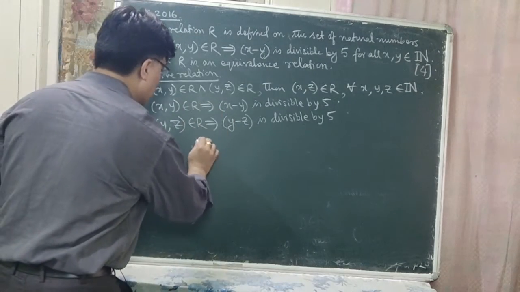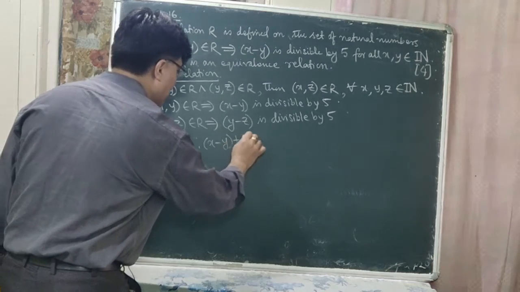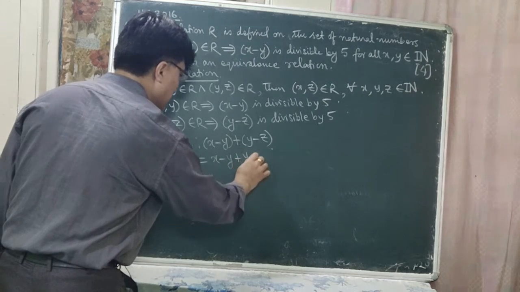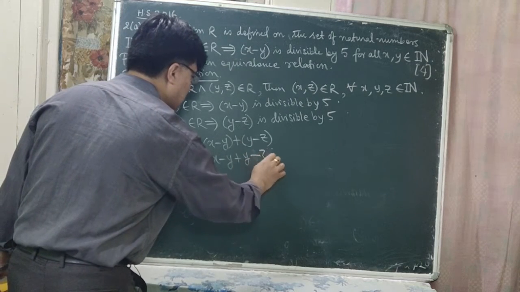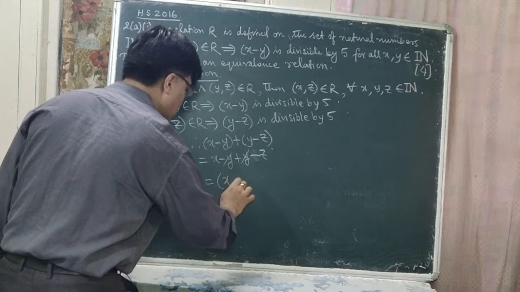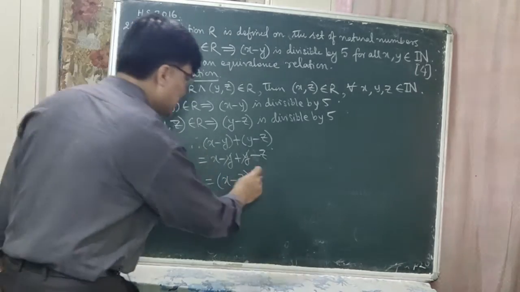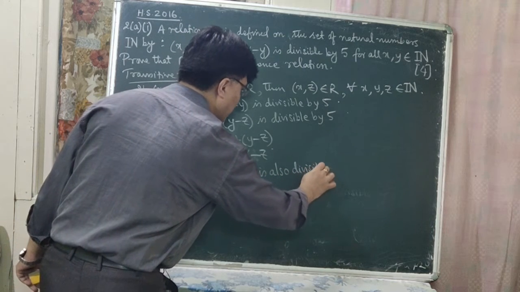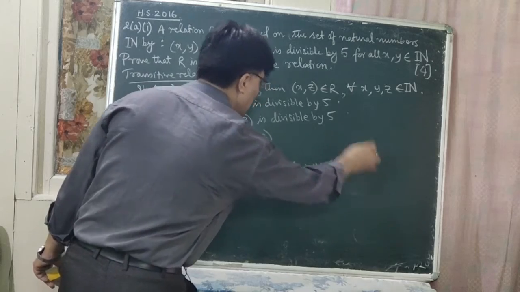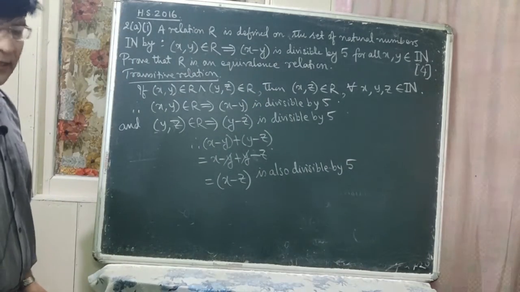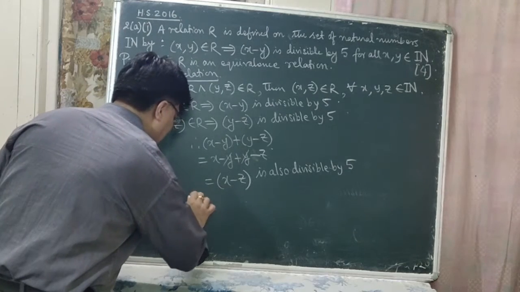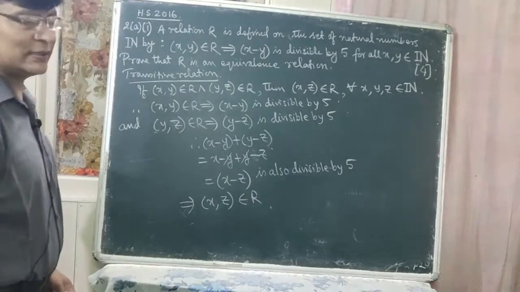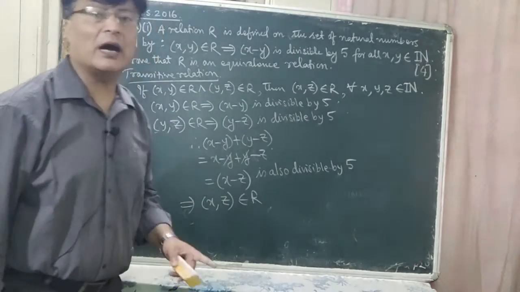So let us add these two. Therefore, x minus y plus y minus z. So in this case, x minus y plus y minus z, here y gets cancelled, which is equal to x minus z, right, is also divisible by 5. Is that clear now? So which implies that x comma z belongs to the relation R.